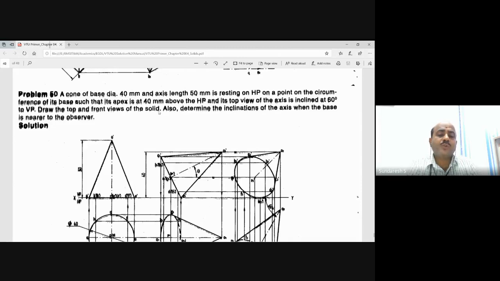Draw the top and front views of the solid. Also determine the inclinations of the axis when the base is nearer to the observer.